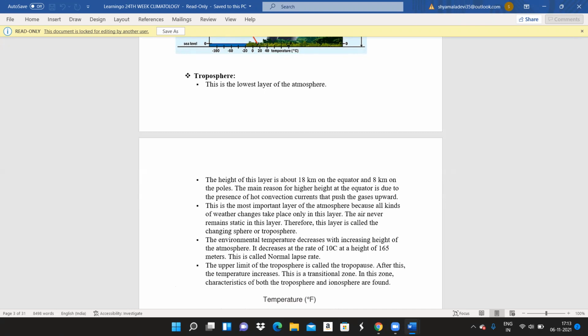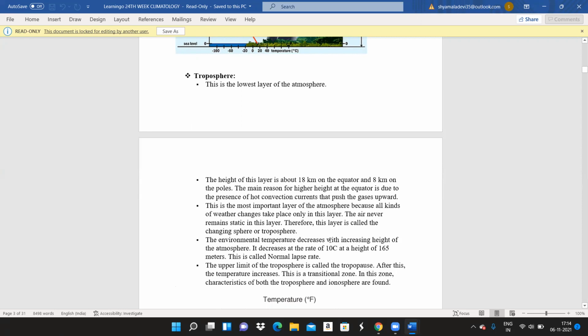These are the points you should note down properly when you are making your notes or studying. Note down these notes. Troposphere, lowest layer, important changes take place in this layer only, and the air never remains static in this layer. That's why it is also called the changing sphere, or the troposphere. Why is it called troposphere? Because the air is never static. Static means it is not stable.